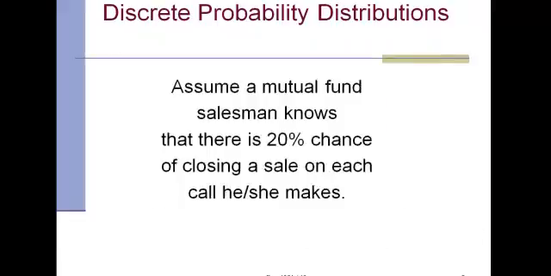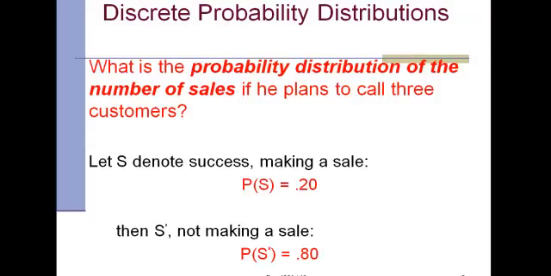So how about another example? Assume a mutual fund salesman knows that there's a 20% chance of closing a sale on each call that he or she makes. What if I wanted to know what is the probability distribution of the number of sales if he or she plans to call on 3 customers? If we let S be the probability of making a sale, then that would be 0.2. Then that means that S prime, the probability of not making a sale, would be 0.8.